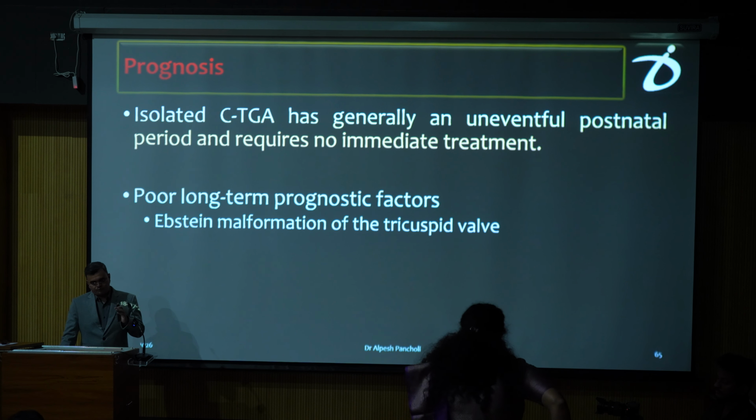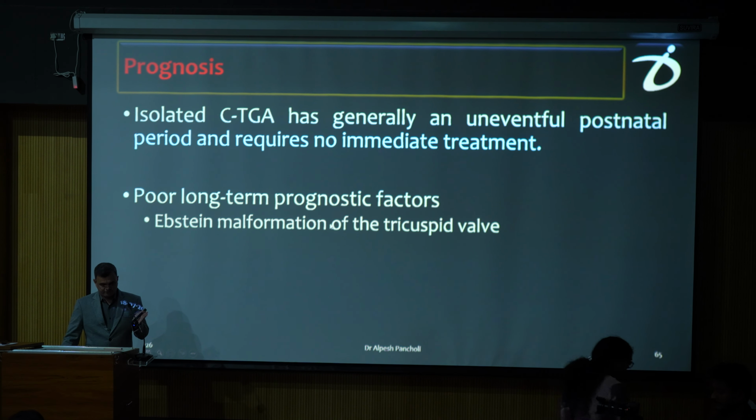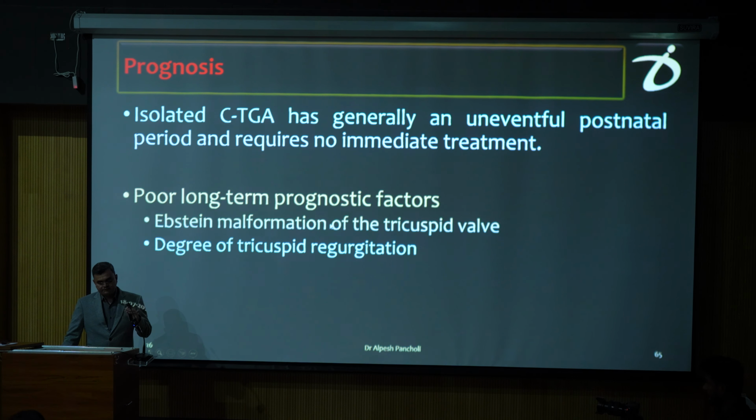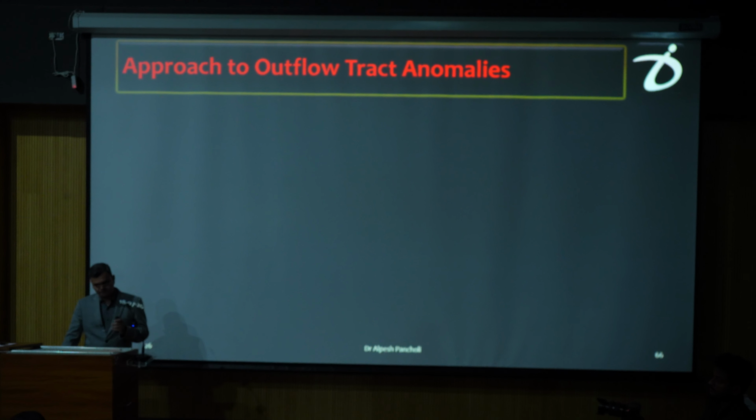So what are the poor prognostic factors? There can be Ebstein-like malformation of the tricuspid valve, which is on the left side. There can be dysplasia of the tricuspid valve, or with varying degrees of tricuspid regurgitation. Systemic right ventricular failure, which can happen in the third or fourth decade of life, and it can also be associated with complete heart block because of the inversion of the ventricles.